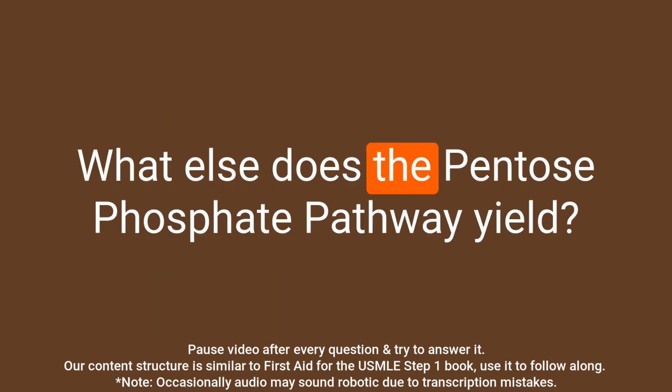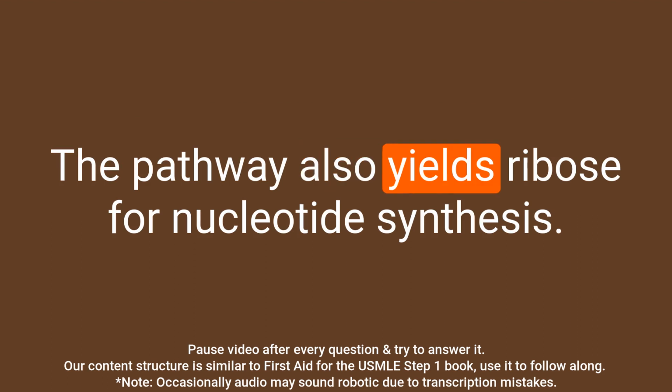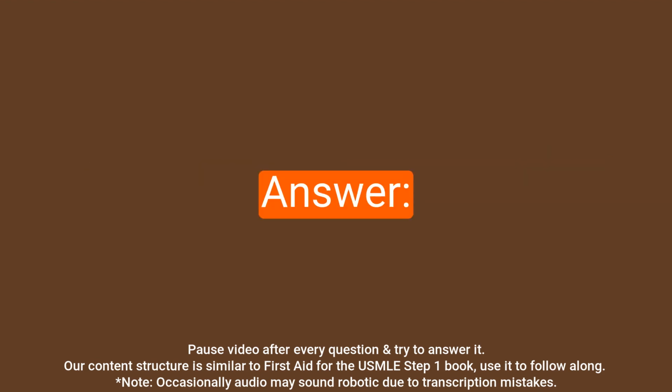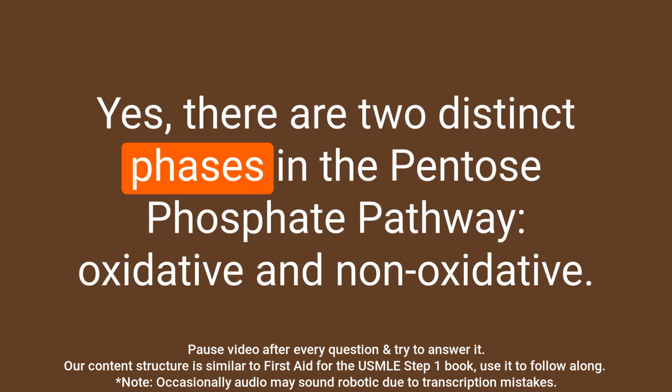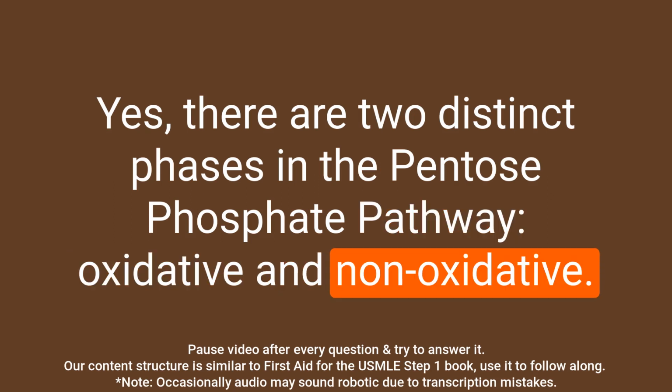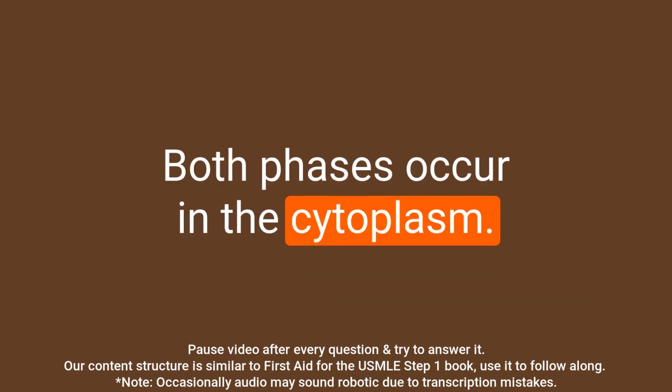Question: what else does the pentose phosphate pathway yield? Answer: the pathway also yields ribose for nucleotide synthesis. Question: are there two phases in the pentose phosphate pathway? Answer: yes, there are two distinct phases in the pentose phosphate pathway, oxidative and non-oxidative. Both phases occur in the cytoplasm.